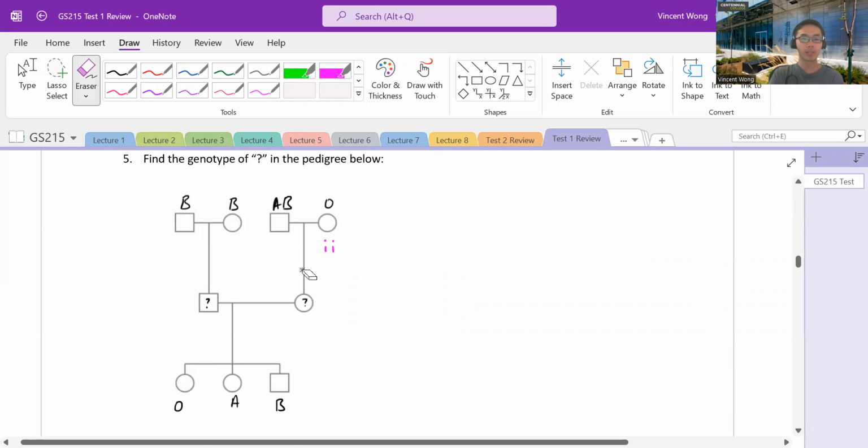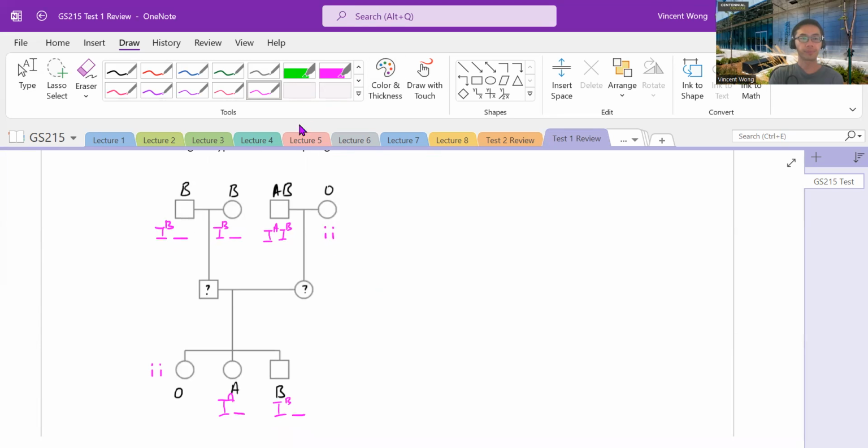So type O is always little i, little i. There is another type O right here. And AB is always IA, IB. Okay. Over here, we have IB something. We don't know what that something is just yet. We'll come back to it later. And over here, we have IA something and IB something.